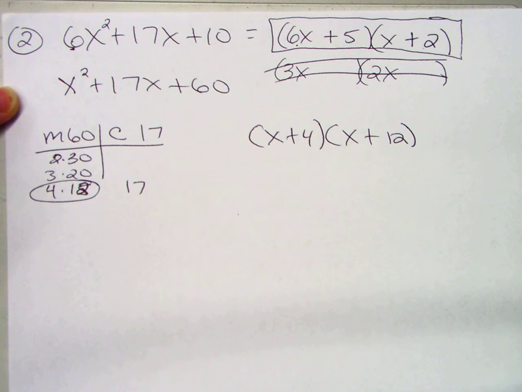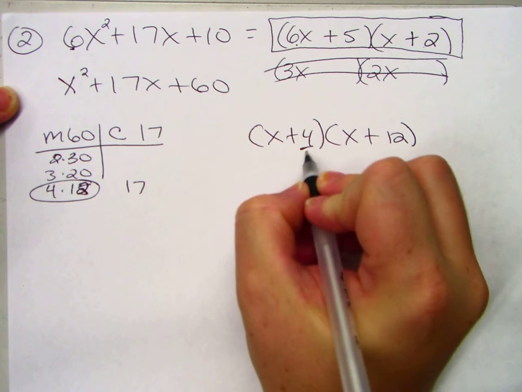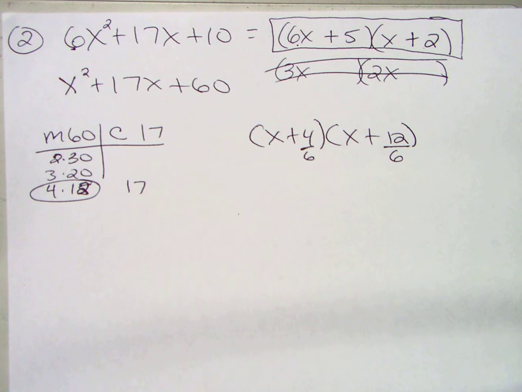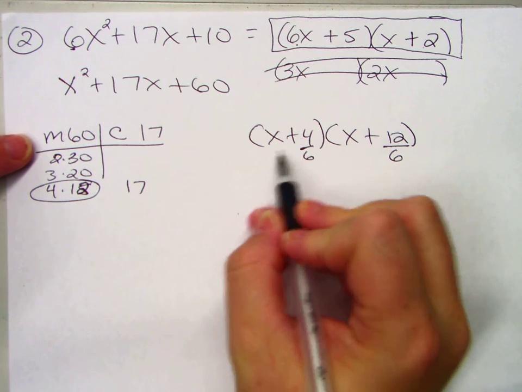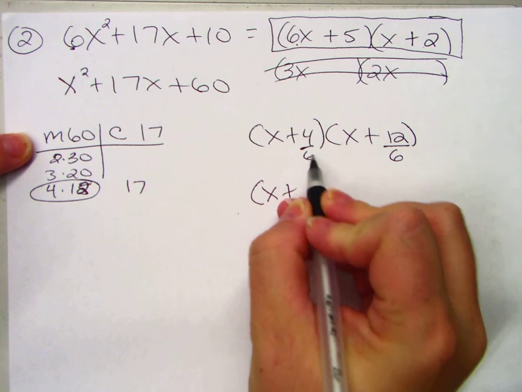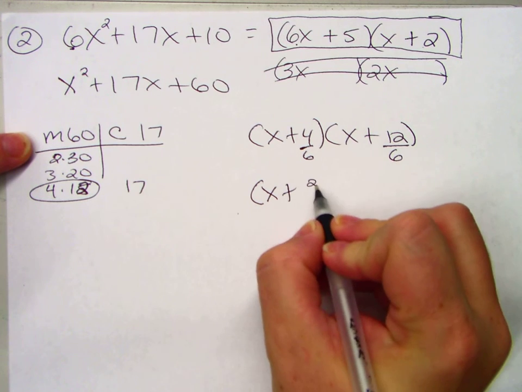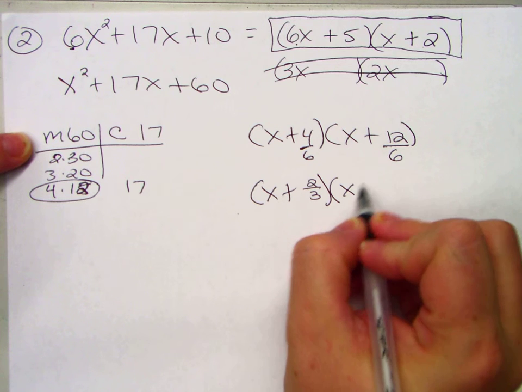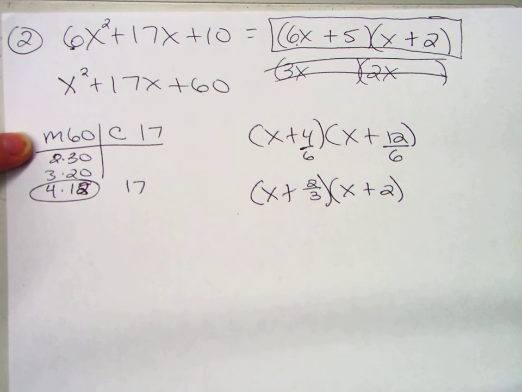But remember, we're dividing by 6. Divide by 6, divide by 6. This is weird. What do you get when you divide? Oh, you have to simplify. We're going to simplify our fraction. x plus, how do you simplify 4 over 6? That's 2 over 3. And what's 12 divided by 6? 2. This did not work.